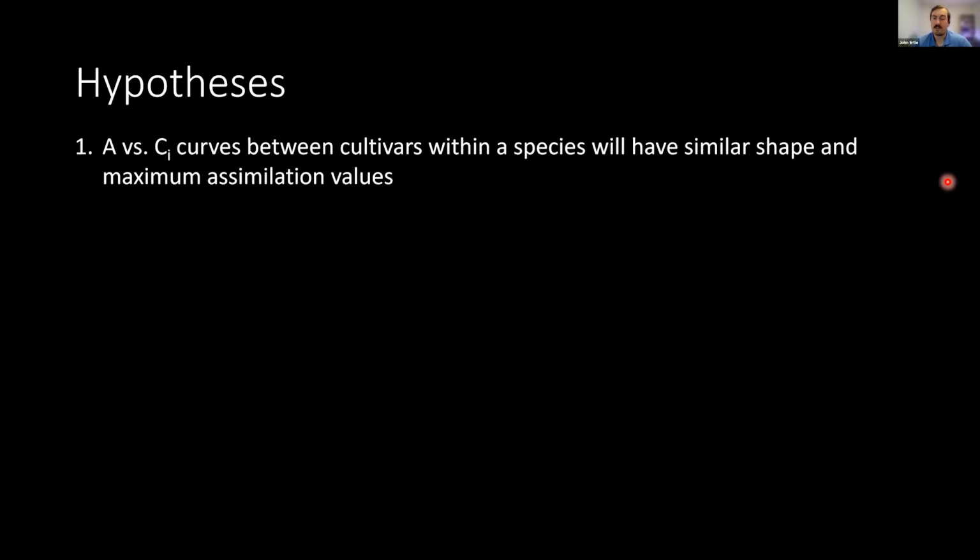So just returning to what these hypotheses looked like at the beginning, we thought that there'd be similar shapes between these A versus Ci curves within species. That's somewhat true. There were some differences that were strong there, but we may just need more data to really see how exactly these different species are responding to the measurements we took.